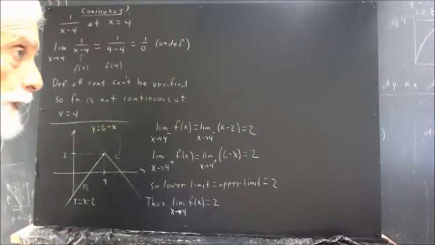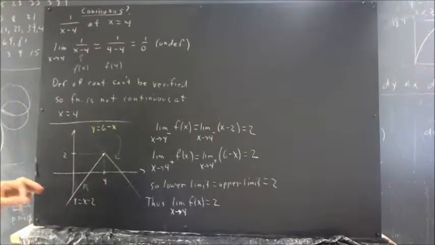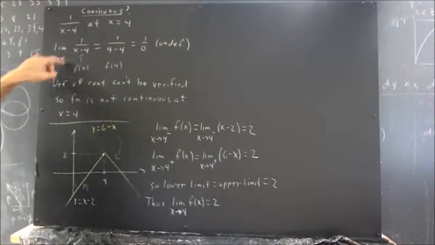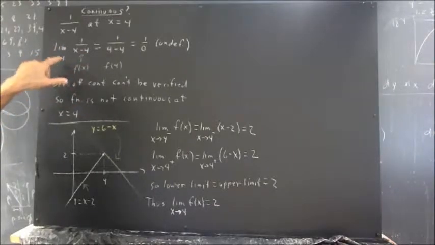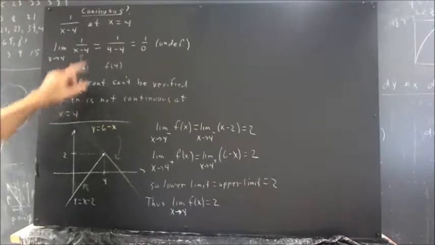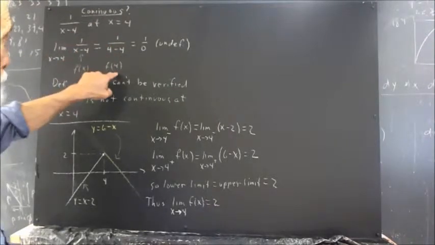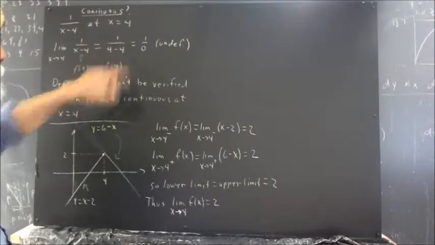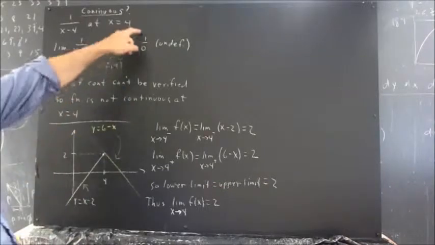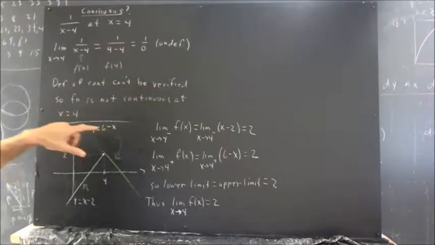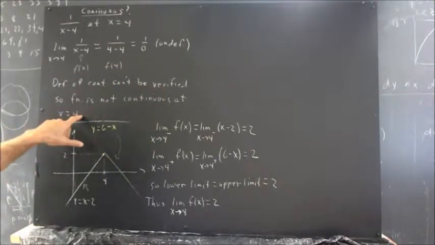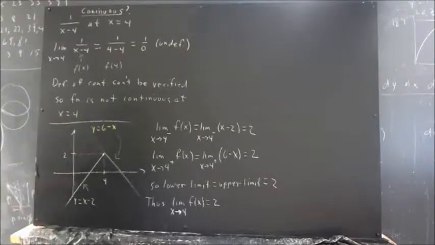If we apply the definition, as we did previously, we see that the test is the limit as x goes to 4 of 1 over x minus 4, which is the limit as x goes to a of f of x, equals the value of the function at 4, 1 over 4 minus 4. Oh, that would be 1 over 0. That's undefined. Well, the definition of continuity can't be verified, so the function is not continuous at x equals 4.